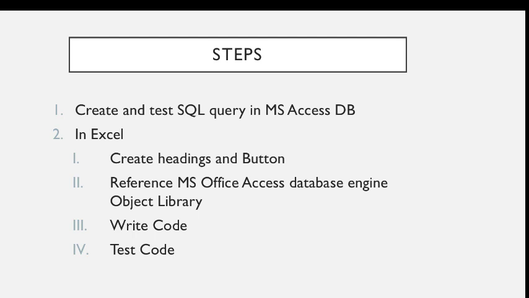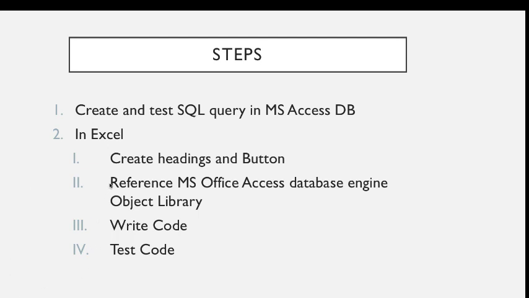Then we're going to move over to Excel. Since we're going to be bringing data out of Access into Excel, we'll set up the Excel interface on the workbook tab where we're going to be bringing the data in. So we'll create some headings and put a button on there. I did that before I started the video. I'll just show you that I've already got that done and ready to go.